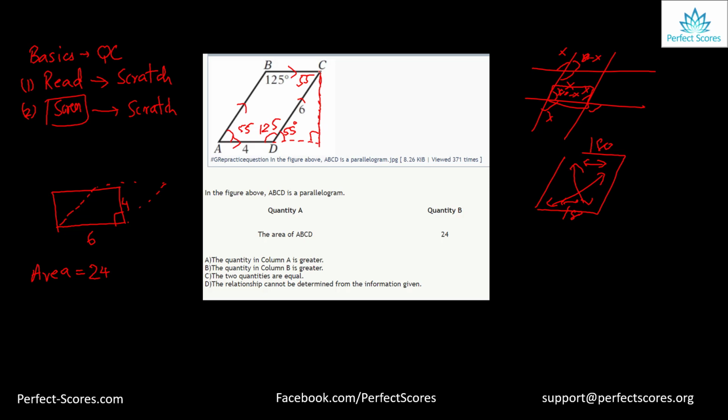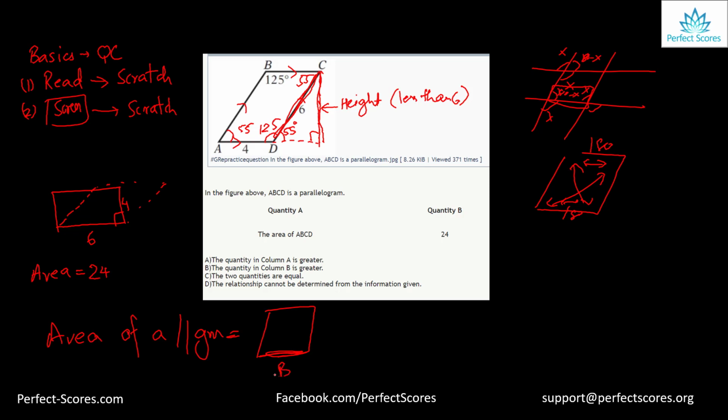Right? And of course, if this over here is 6, this height is going to be something less than 6. So this height is going to be less than 6. So what is the area of a parallelogram? The area of a parallelogram is nothing but the base of the parallelogram, that is this, times the height of the parallelogram, right?